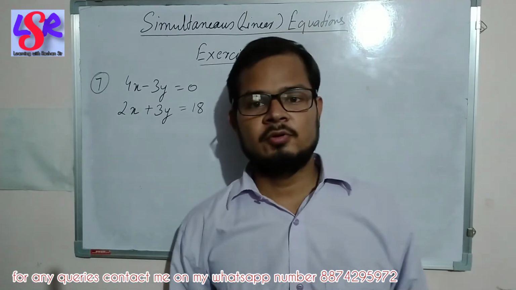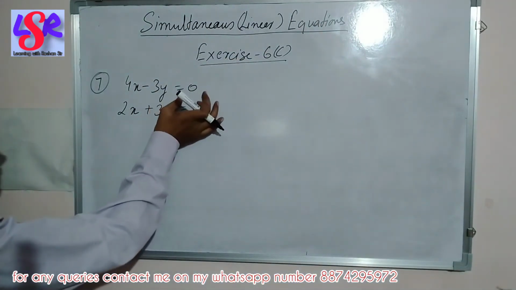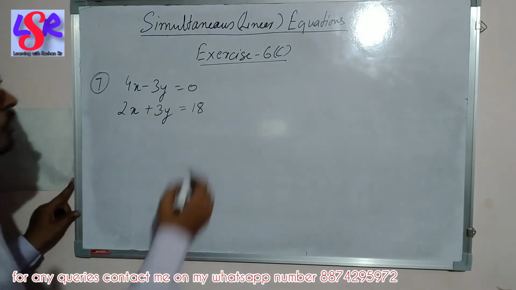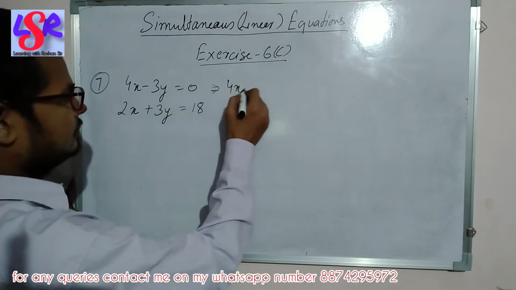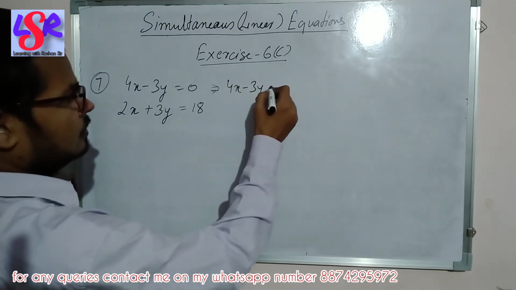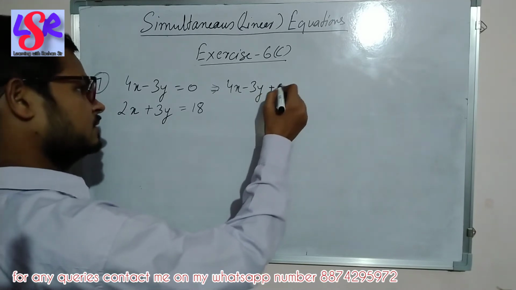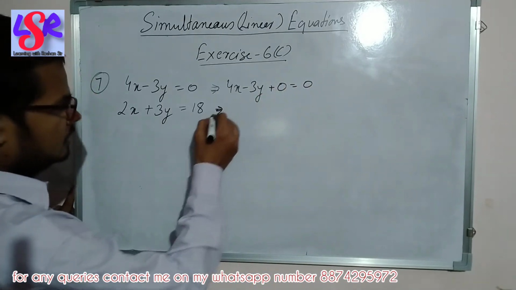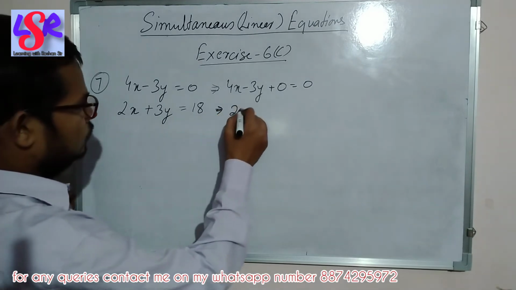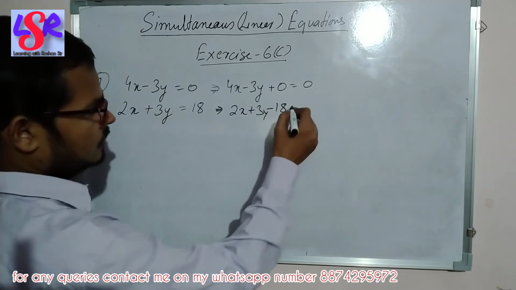Now here we are having question number 7. And in this question, one of the constants has been given as 0. So first of all, we write 4x minus 3y, in place of this constant let's write plus 0 equals to 0. Then this equation will become 2x plus 3y minus 18 equals to 0.